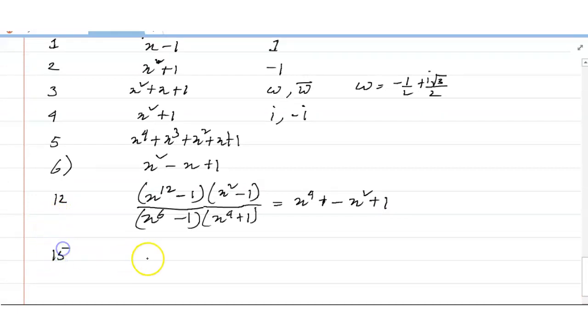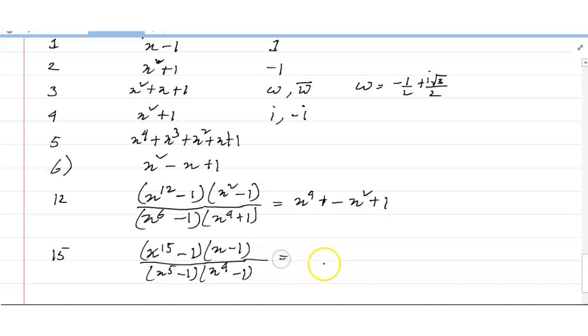When n equals 15, then x to the power 15 minus 1 divided by x to the power 5 minus 1, x to the power 4 minus 1, into x minus 1, equals x to the power 8 minus x to the power 7 plus x to the power 5 minus x to the power 4 plus x cubed minus x plus 1.